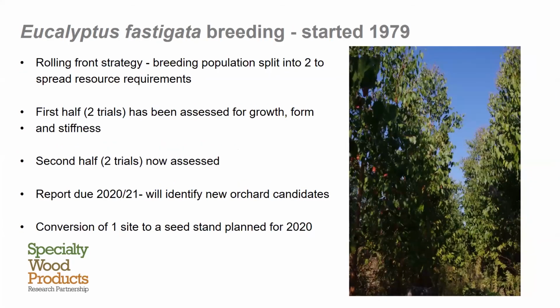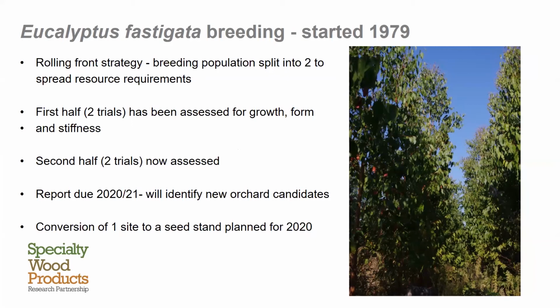Fastigata, very similar, started in 1978. However, this population is a bit larger, it's around 200. So we've employed a rolling front strategy where we split the breeding population into 2, which enables us to spread the resource requirements.